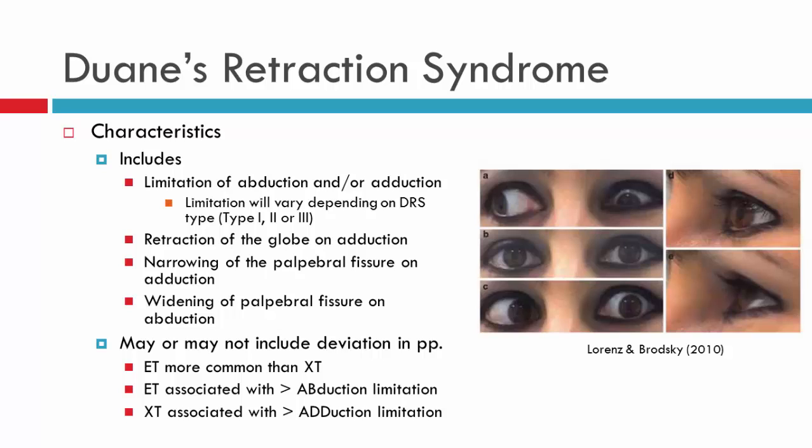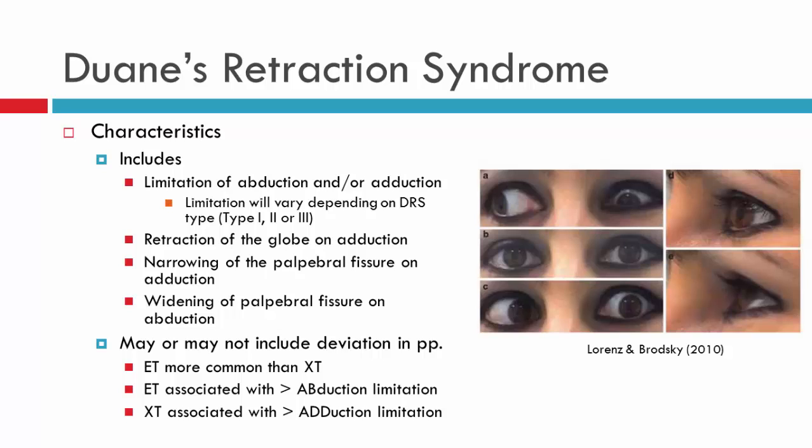So when the patient is attempting to adduct, the medial rectus is being innervated along with the lateral rectus. The lateral rectus is an opposing muscle. It's an abductor, not an adductor. And as a consequence, the globe is retracted, and we see this narrowing of the palpebral fissures. These are classic signs of Duane syndrome.